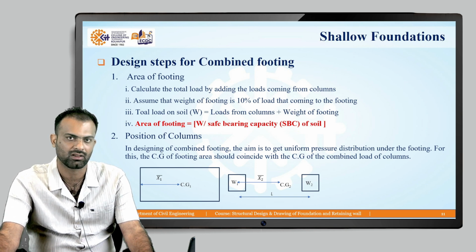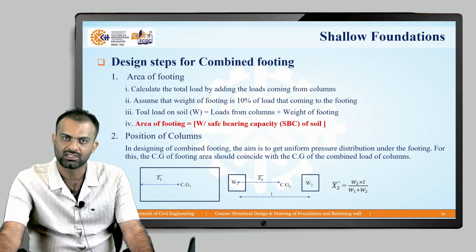That is what we are going to calculate. Now we need to calculate the CG from the center of one column. If you calculate the CG of the two loads from the reference of the center of this column, then the formula will be W2 into L by W1 plus W2, because W1 will be acting at the center of one column. So the distance between W1 and the center of the column will definitely be 0, so it will get eliminated. So from the reference point of the W1 column to the W2 column will be L. So that is W2 into L by W1 plus W2.